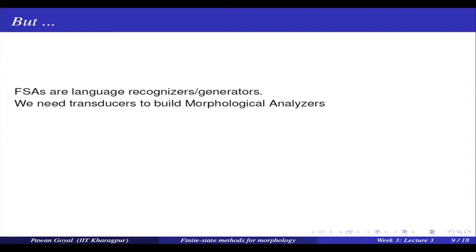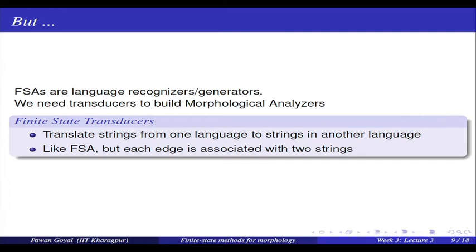So, what are transducers? Transducers are very, very similar to finite state automata, except that they can help me translate one string into another. How do they do that? The model is very similar to an FSA, but now on each edge, instead of having a single phoneme as the label, I have the input character symbol and the output character symbol. So, it translates one character symbol to another character symbol. That solves my problem of going from the input string like boys to an output string like boy.